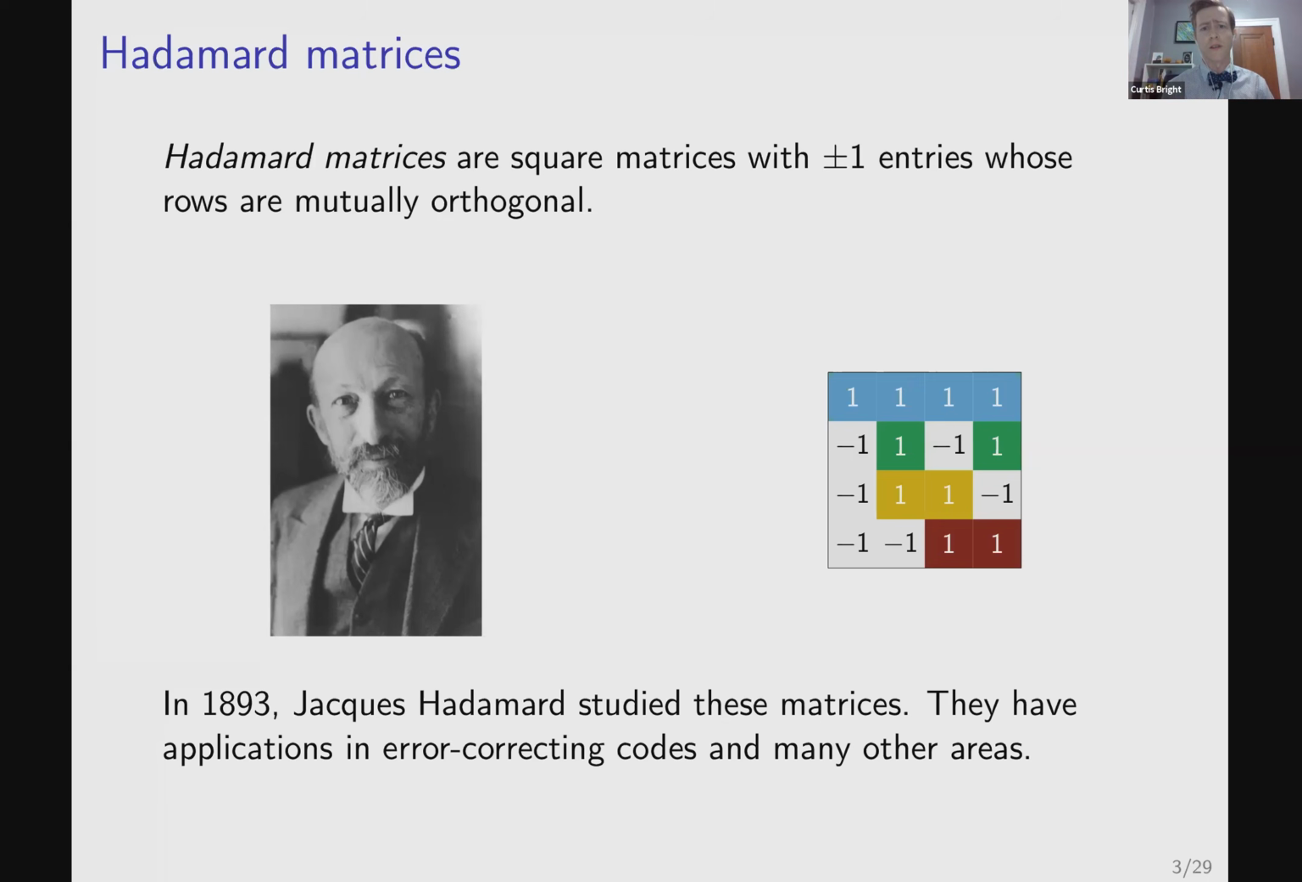And this is quite a restrictive condition. It's very difficult to find Hadamard matrices of a given order in general. In fact, it's an open question for which orders these matrices even exist, despite being very well studied for over 100 years. Hadamard was looking at them in 1893, and it turns out they have lots of applications to science, engineering, statistics.